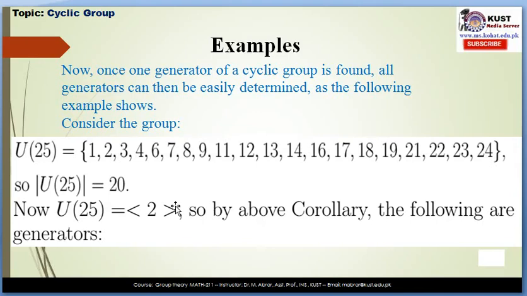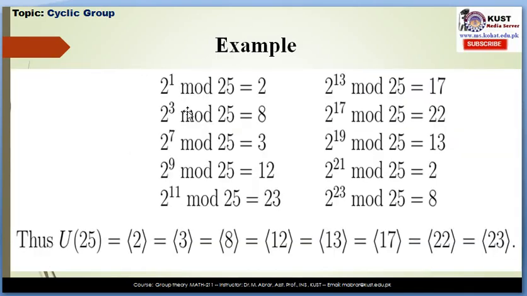So we need to compute the powers of 2, but with those powers which are relatively prime with 20. 20 is the order. Because it's a group under multiplication modulo 25, we will get 2, 8, 3 and so on. So we see there are actually repetitions. The distinct elements we get are 3, 8, 12, 13, 17, 22 and then 23. So these are all the generators of U25.